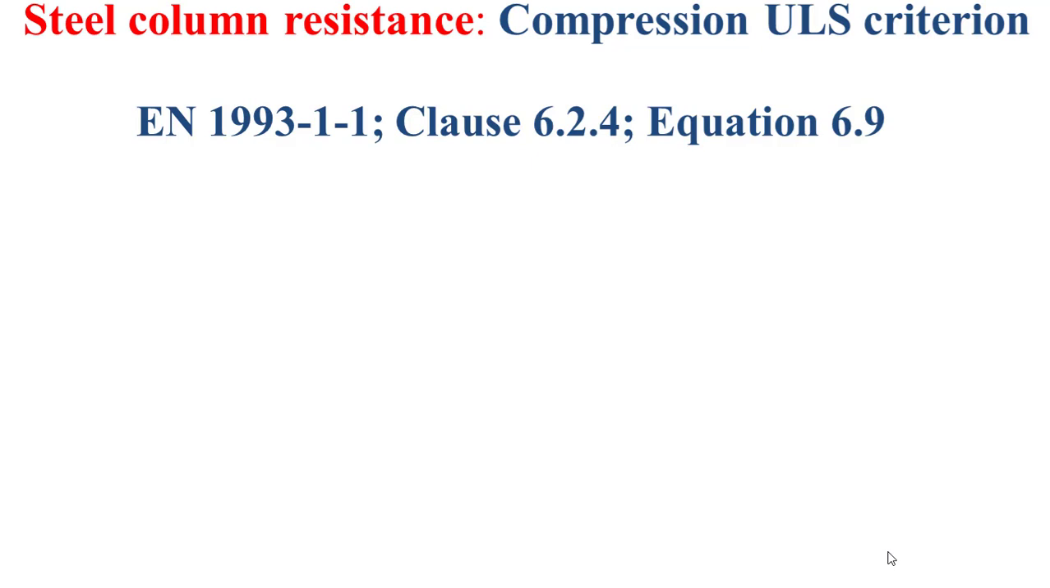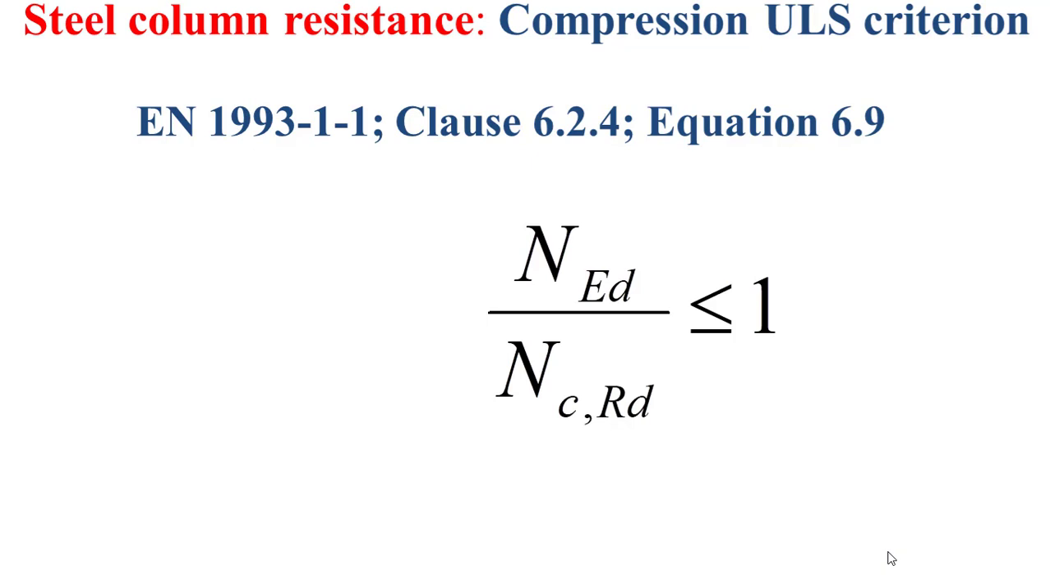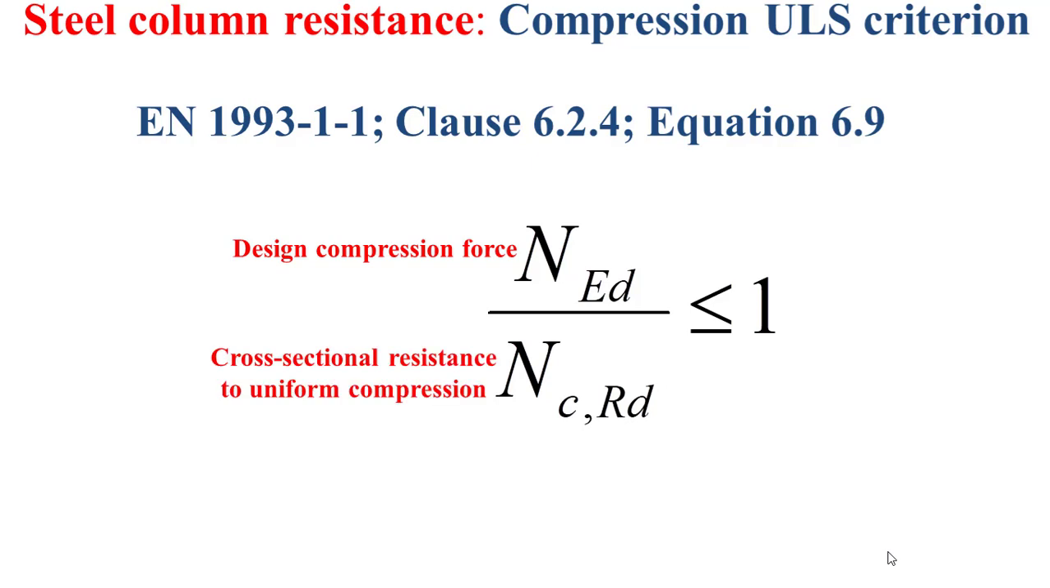criterion associated to compression is expressed by the formula that you see now in this slide. This formula states that NEd, which is the design compression force, divided by Nc,Rd, which is the cross-sectional resistance to uniform compression, is lower than 1. This means that the design compression force NEd should be lower than the cross-sectional resistance to uniform compression Nc,Rd.